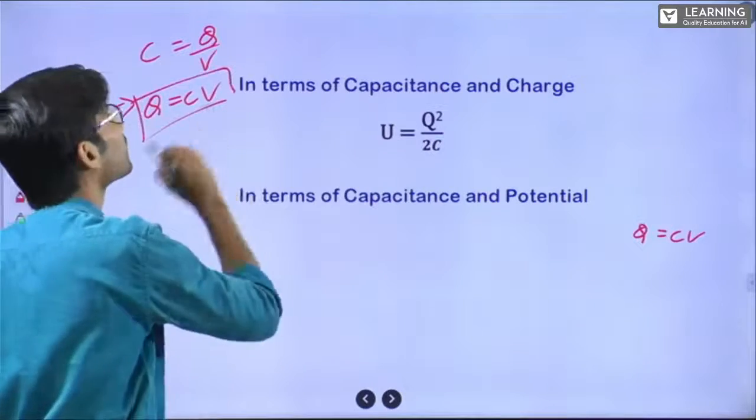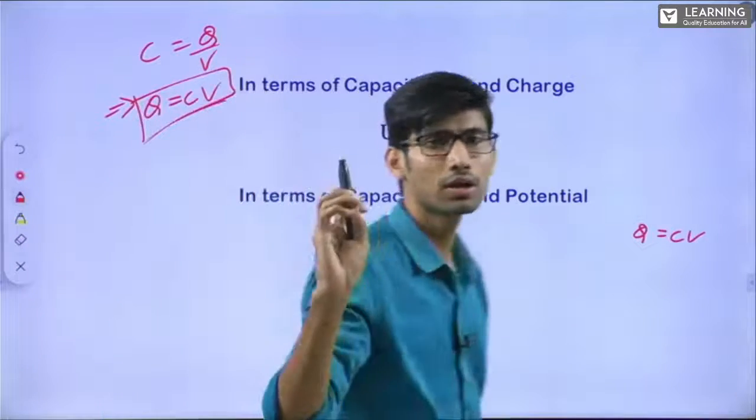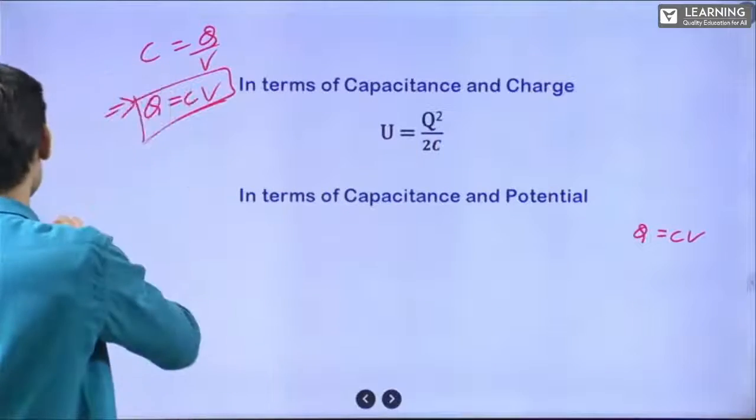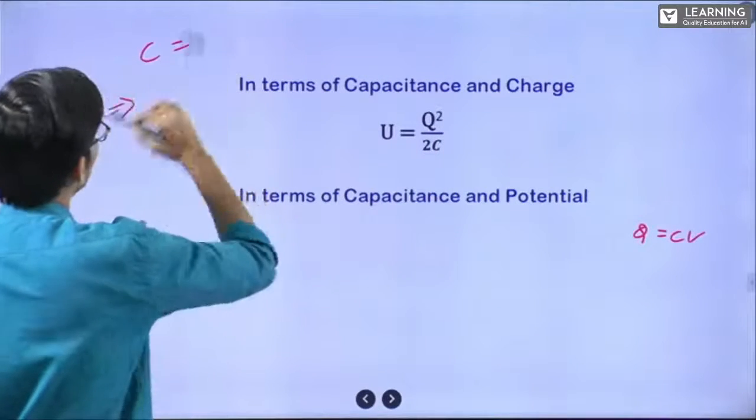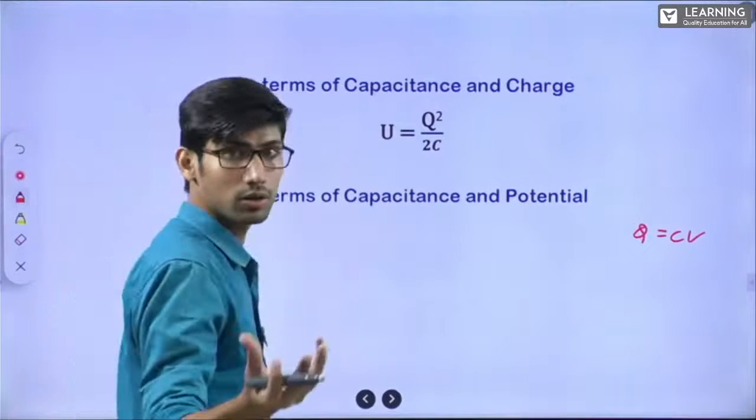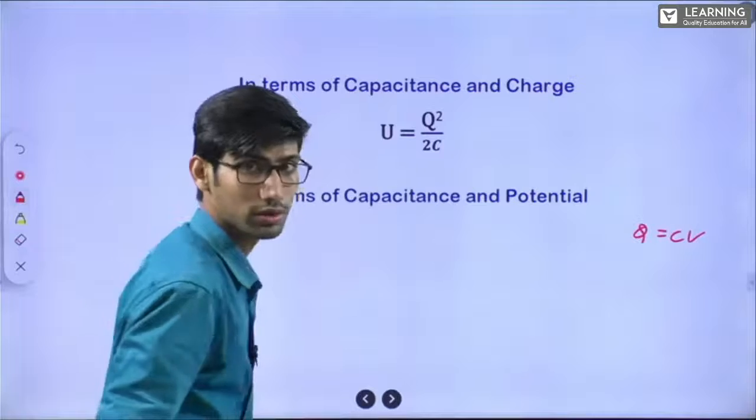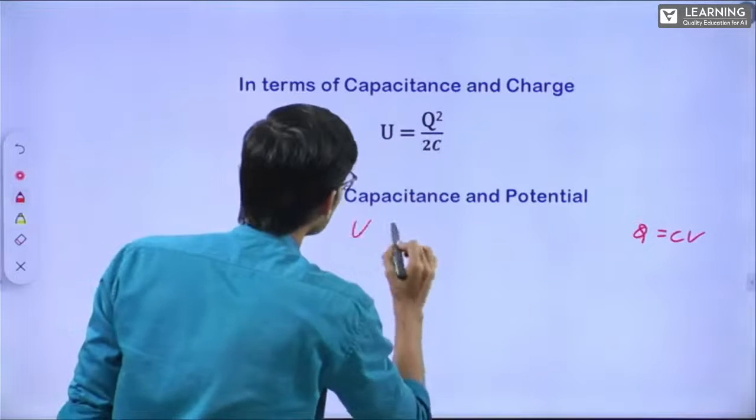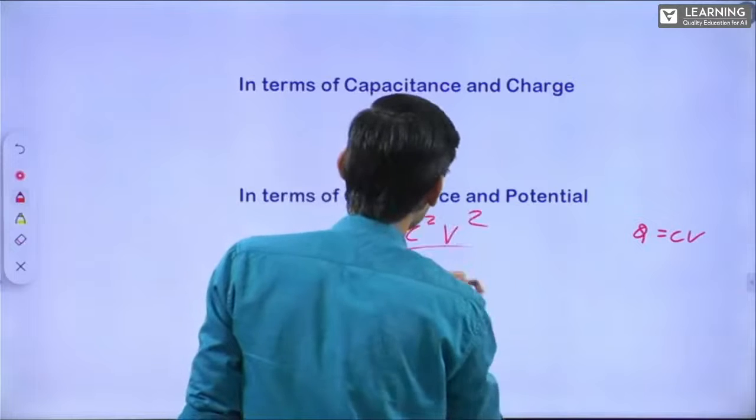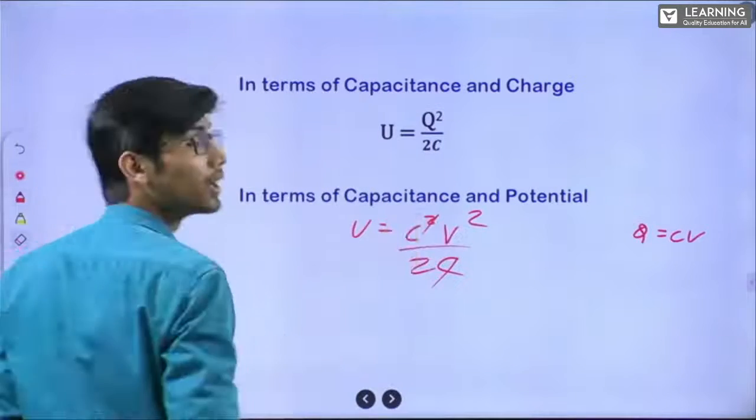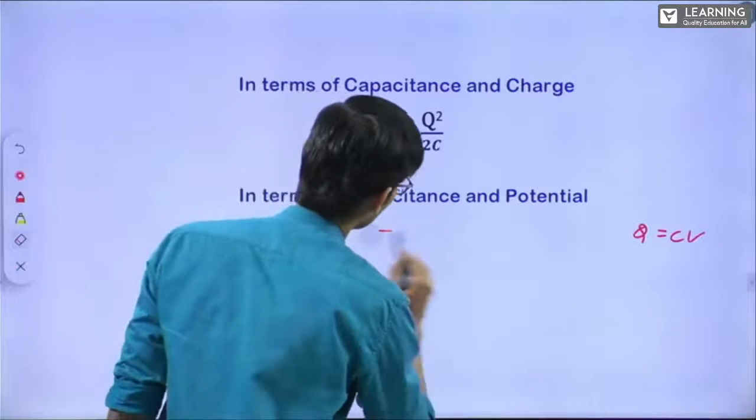Now, this is something I always remember. I don't know how I remembered, but Q is equal to CV, I never get confused with this. Like V is equal to IR, the same way, Q is equal to CV. So now if I put CV here, this will be U is equal to C square V square upon 2C. C and C will be cancelled. This is half CV square. Half CV square, that is the formula.